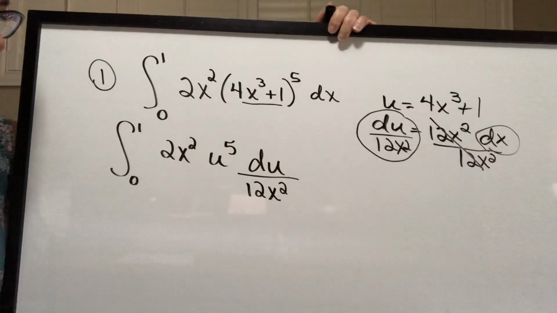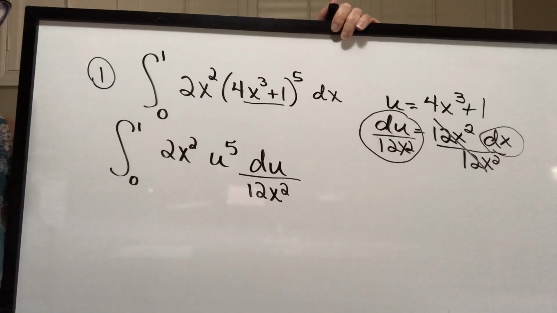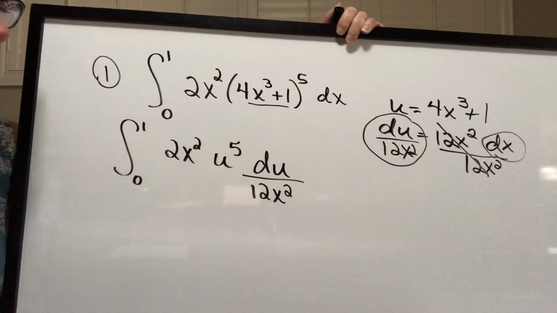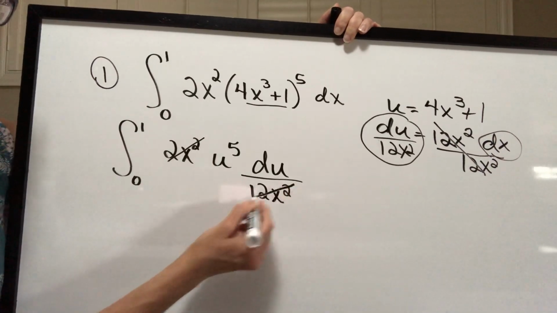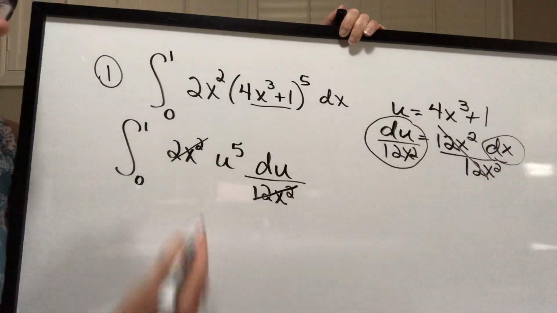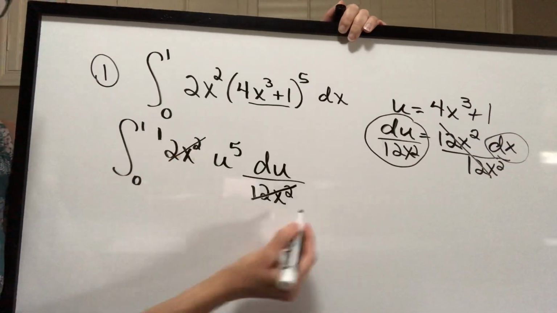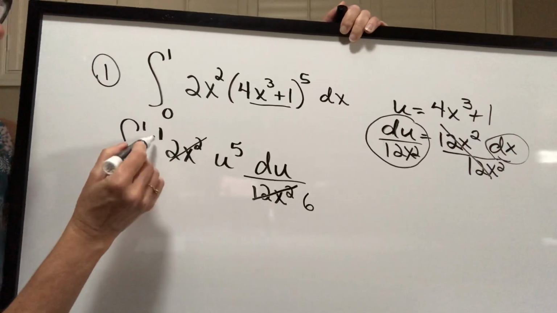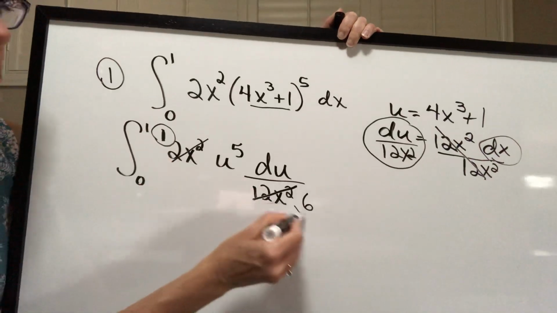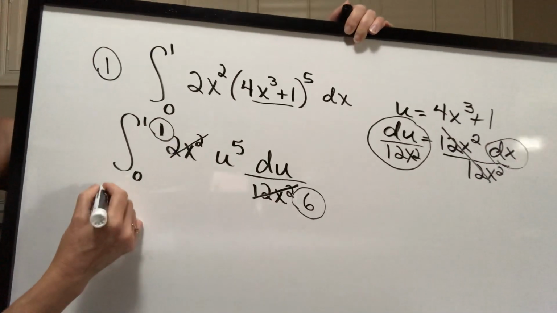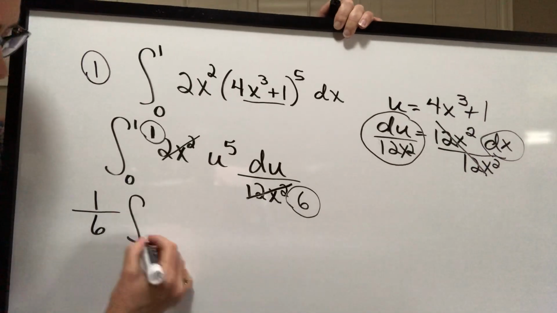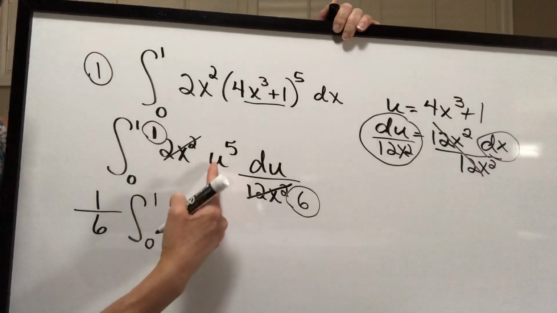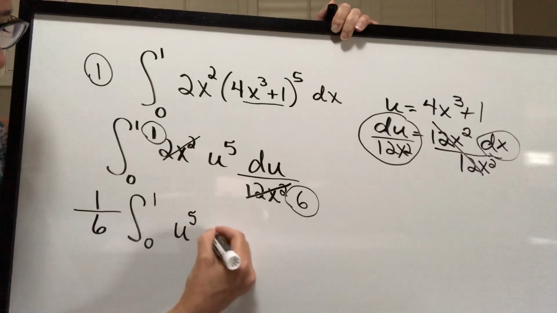That's the substitution part. From there, we will simplify what we can. Notice diagonally, this 2x squared can cancel with the 12x squared. So this one would become a 1, and this one would become a 6. So think of the fraction 1/6. You will pull that out in front of the integral sign, and you're left with u to the 5th du.